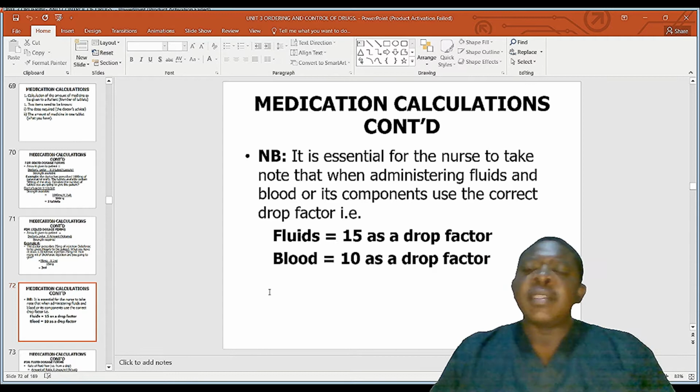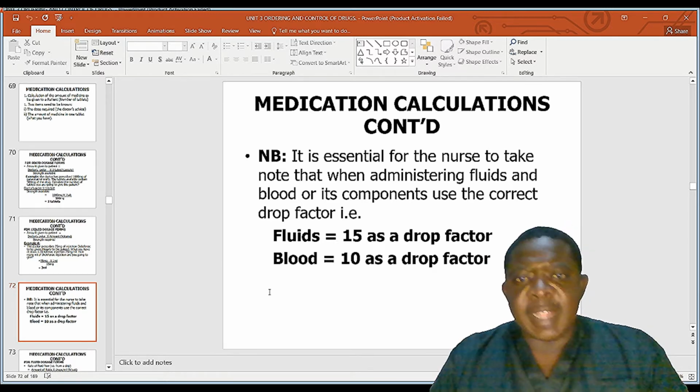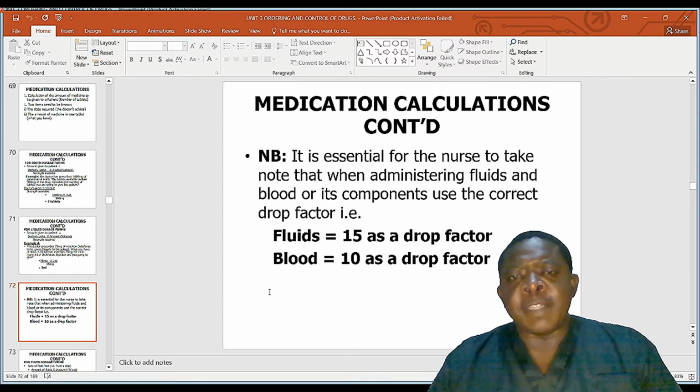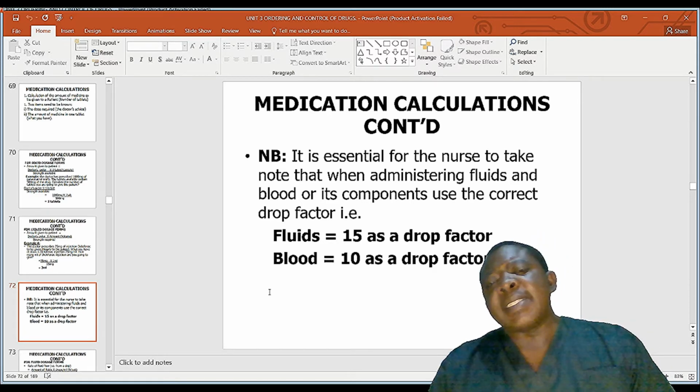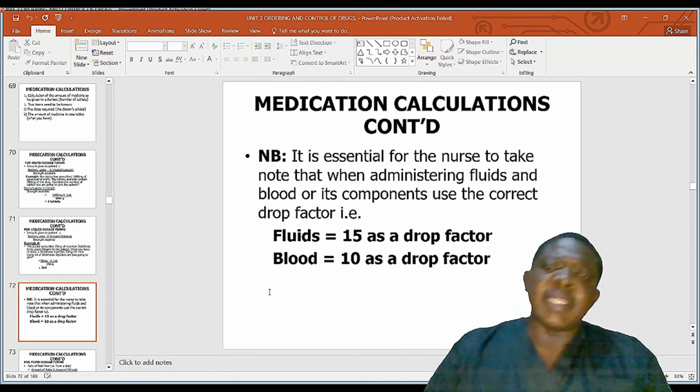But this was at the time I was putting these notes together. Otherwise, what is prevailing right now is that for blood we have 15 as the drop factor, and for fluids we have 20 as the drop factor.